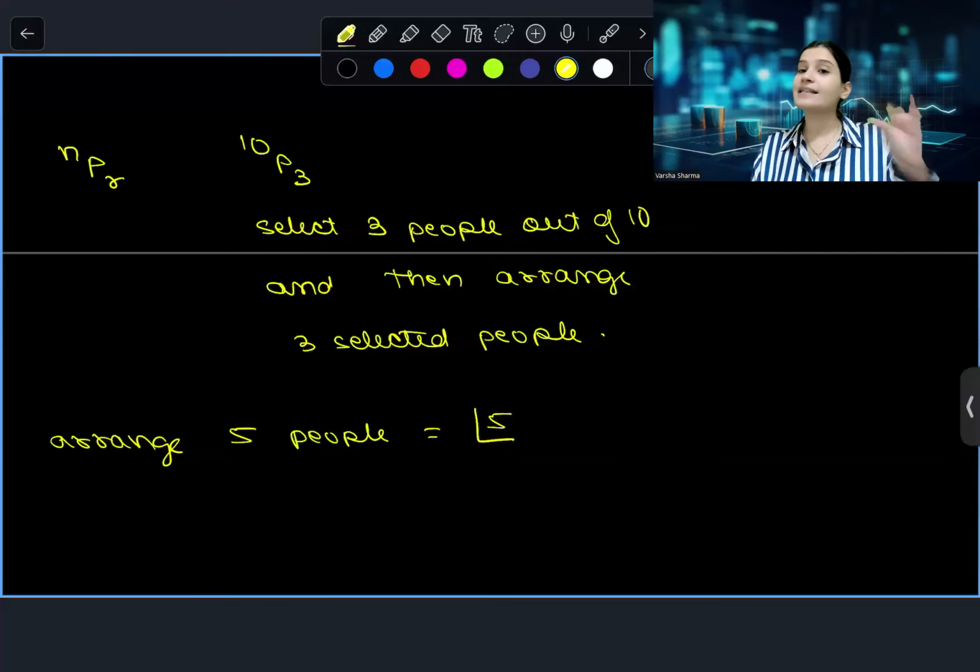If I have to only select, use combination. Out of 10, choose 3 people, 10C3. Out of 10, choose 3 people and then award them. It is permutation, 10P3. You have already selected the people, you only need to arrange them, 3 factorial. For only arrangement, we directly write factorial.